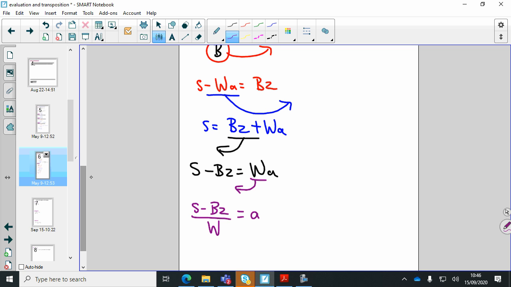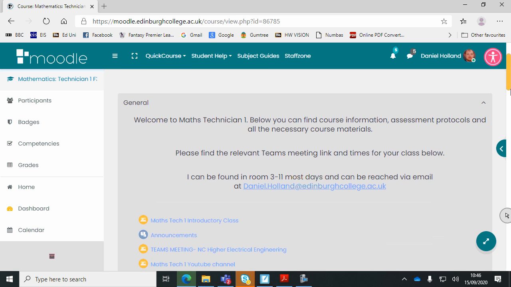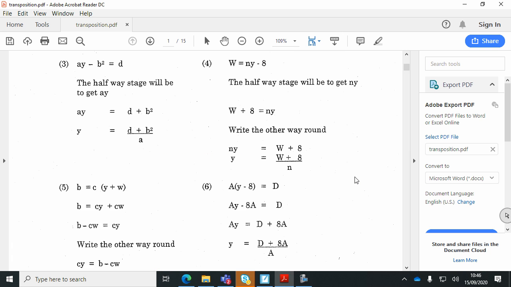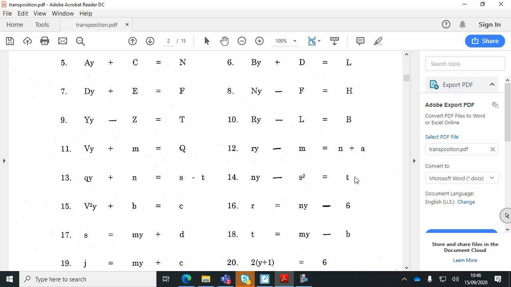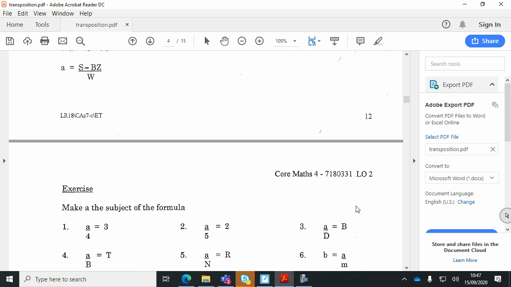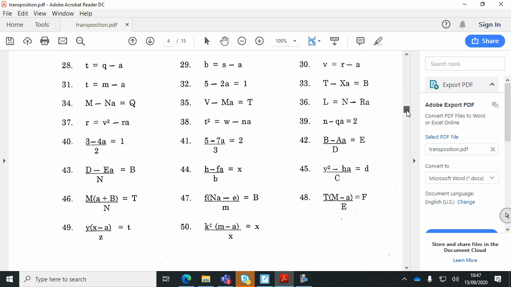Okay, that's the first lecture done on this. There's going to be another one afterwards. What I would like you to do now is, if you go onto Moodle, onto your Maths Tech 1 page, and where it says Evaluation and Transposition, if you click the Transposition PDF, it will come up with this. And what I'd like you to do for now is the exercise on the second page, which actually says page 11 in the bottom right, and the exercise on the fourth page, which says page 13 in the bottom right. Okay?